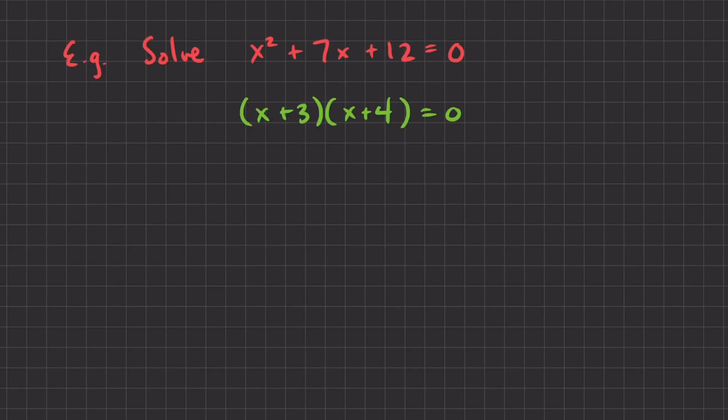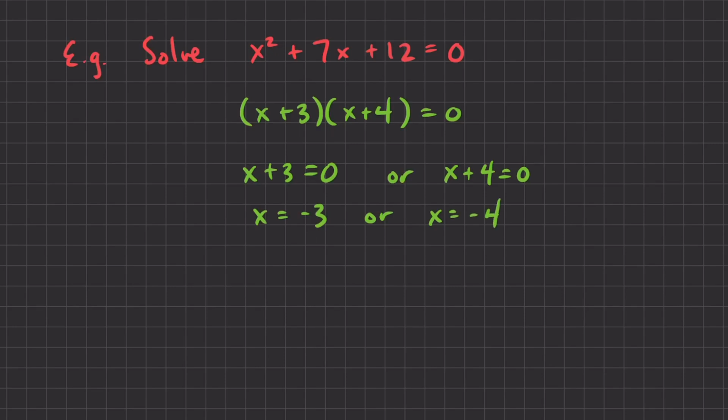And hey, look at this. We have a product that's equal to 0, which means that one of its factors must be equal to 0. In other words, x plus 3 is equal to 0, or x plus 4 is equal to 0. In other words, x is equal to negative 3, or x is equal to negative 4.